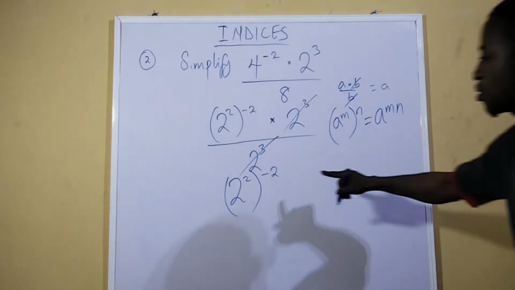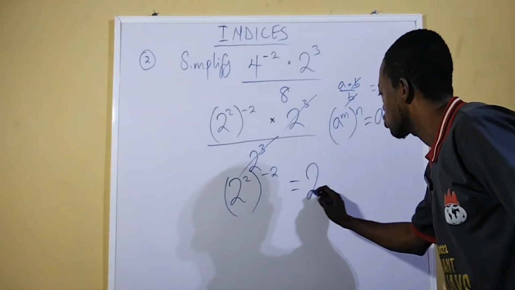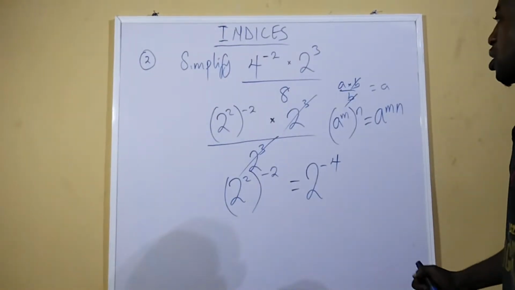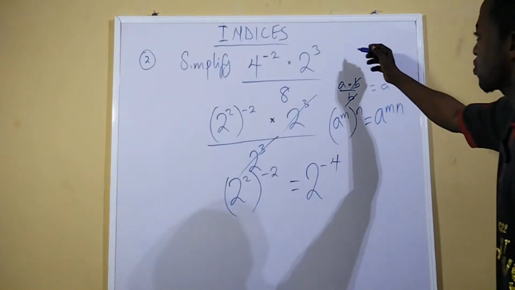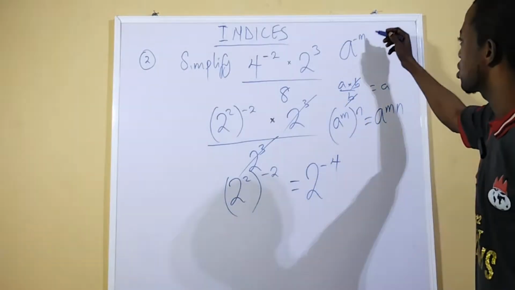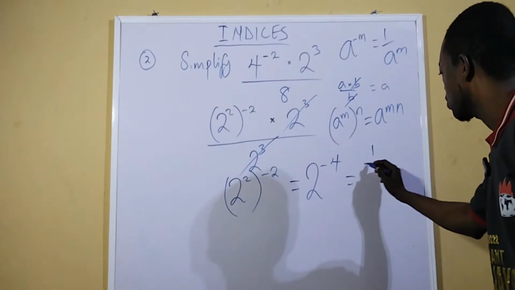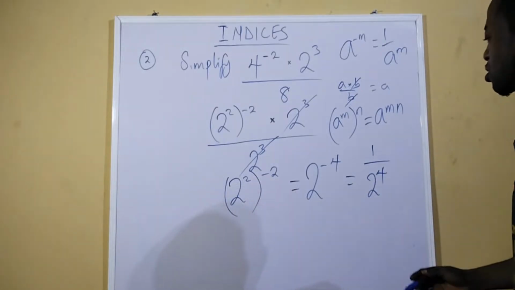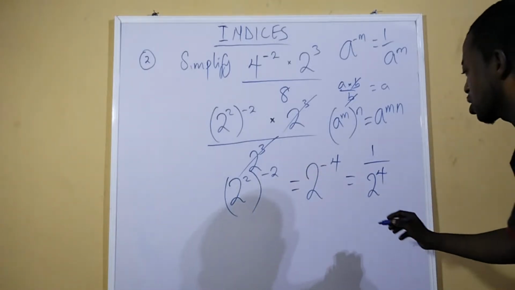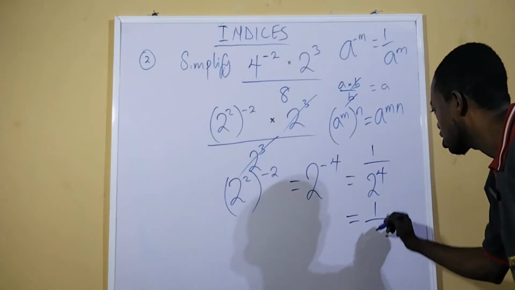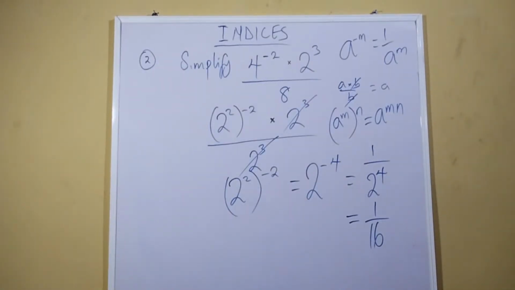Now, this power here multiplies, and minus 2 times 2 is minus 4. So we have 2 raised to power minus 4. Then also, the negative index, A raised to power minus n, is the same thing as 1 over A raised to power n. So easily here, we can say this is 1 over 2 raised to power 4. And 2 raised to power 4 is 2 multiplying itself 4 times, which gives 16. So that is 1 over 16.